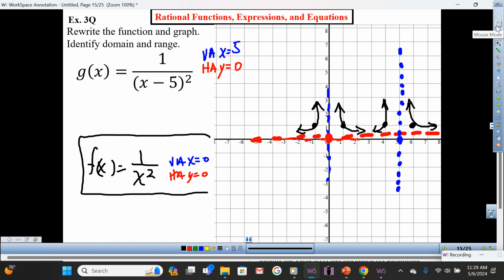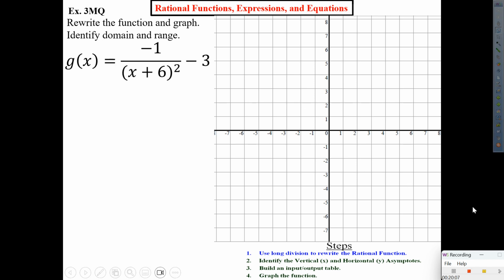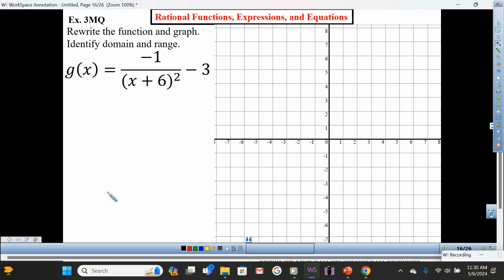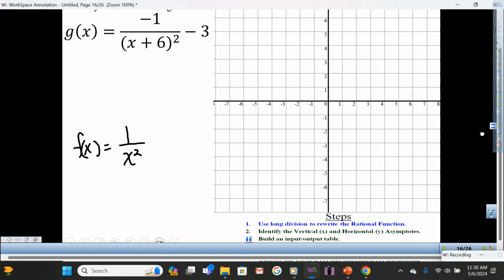All right. Copy this next one, please. Example 3 mega cube. G of x equals negative 1 over x plus 6 squared minus 3. So we go to the next coordinate plane. Remember, start by graphing though f of x equals 1 over x squared, and then move it according to this. I'll give you a head start. See how you do with that. Go.